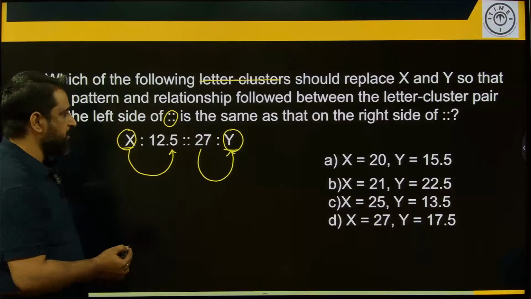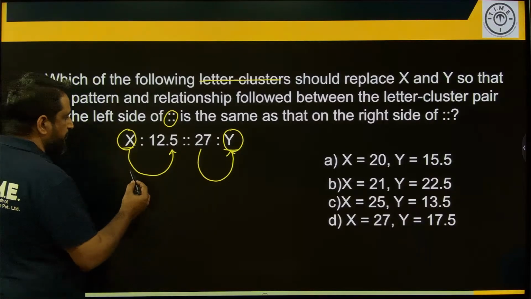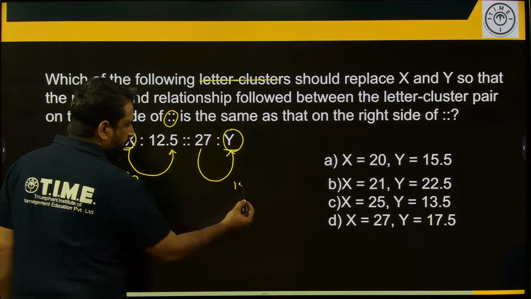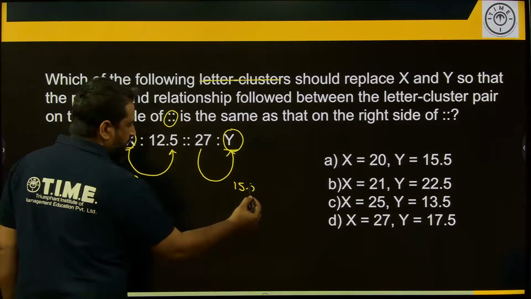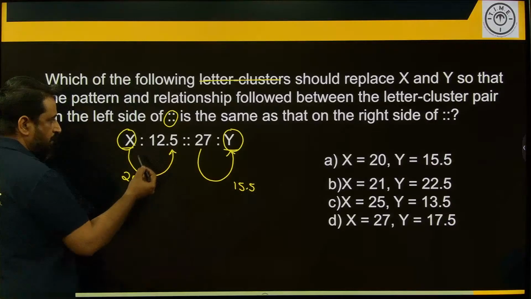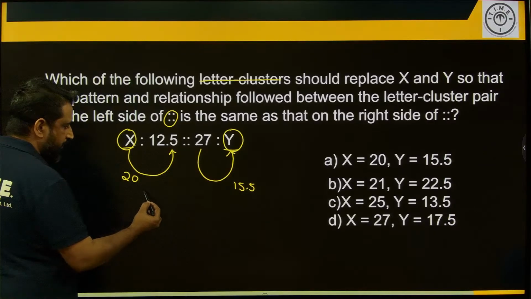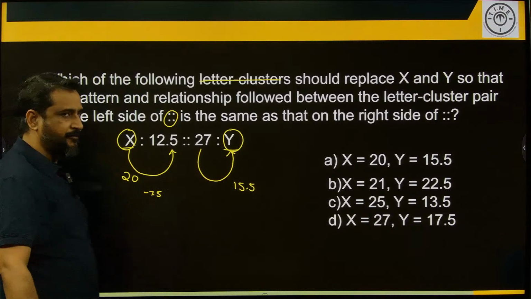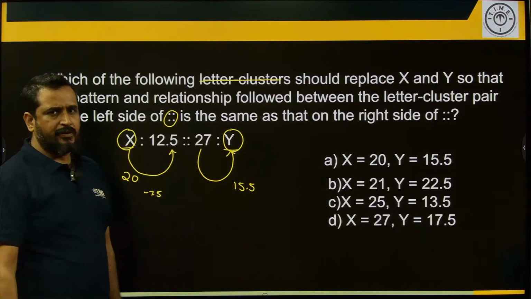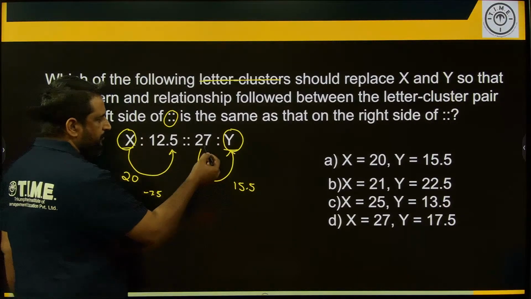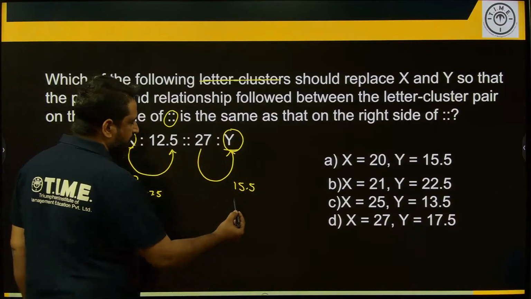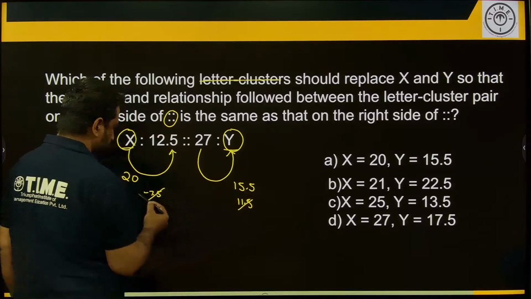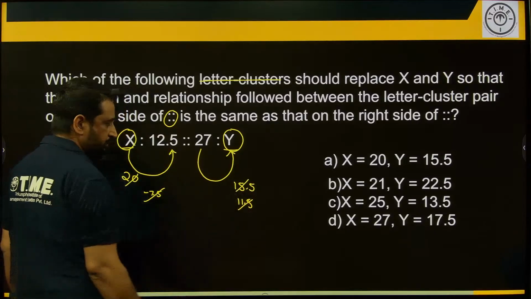Now what is the first option given? 20 and 15.5. X is 20, Y is 15.5. When I substitute this, 20, 12.5, the difference is 7.5. Difference is 7.5. Very close numbers, so you may check for difference. 27 and 15.5, the difference is 11.5, which is not a similar logic. So option 1 is ruled out.